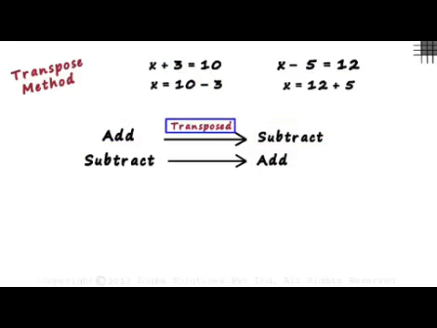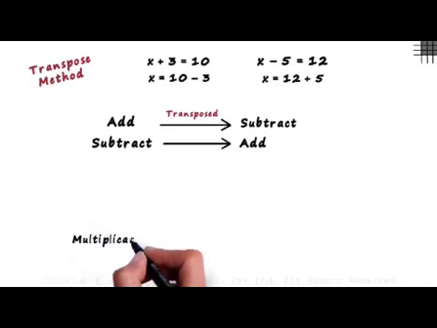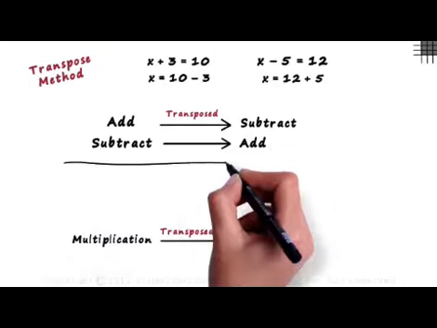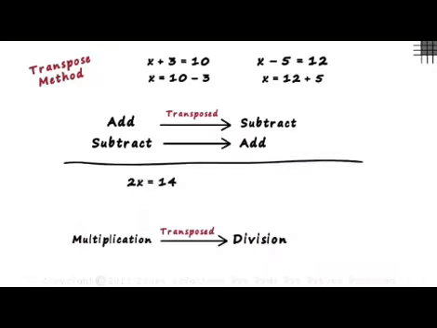Transpose basically means transferred. The concept is similar for multiplication and division. A term that is multiplied on one side is divided when transposed to the other side. Let the next equation be 2x equal to 14 that we need to solve. Since our aim is to have just the variable on the left-hand side, we should eliminate 2. And since 2 is multiplied on the left-hand side, we transpose it and divide the right-hand side by 2. We get x equal to 14 by 2.